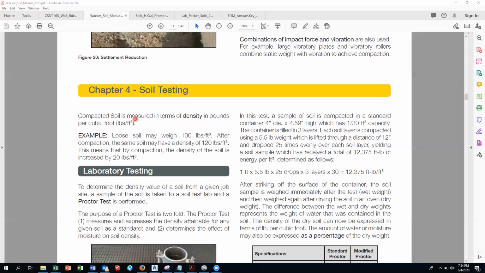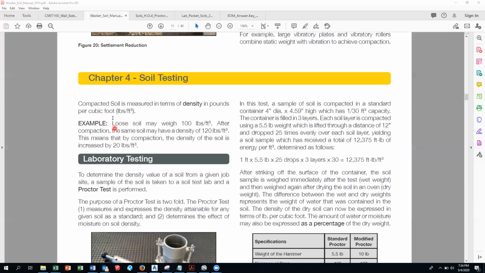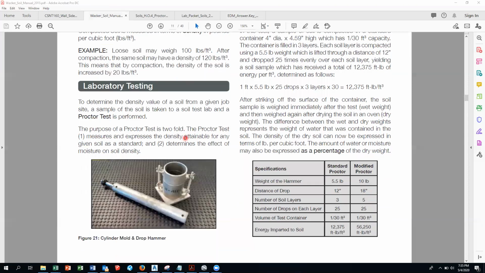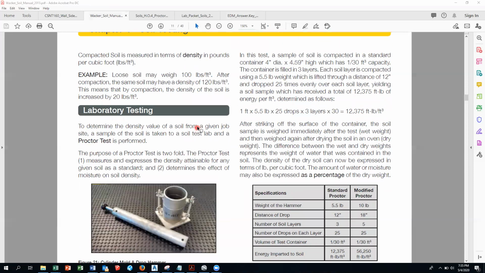Once we have established that a soil is satisfactory according to the specifications, then we got to check some laboratory testing before we can compact it out in the field. So compacted soil is measured in terms of density in pounds per cubic foot. Okay, so you want to read these next couple of pages over again, pages 11 and 12.